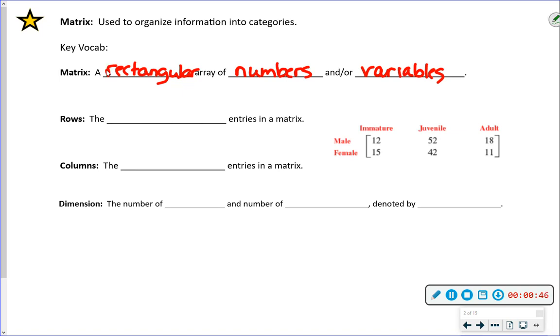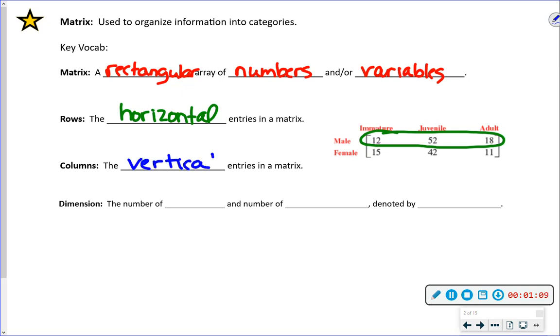Okay, rows, more vocab. Rows are horizontal; rows go across. So for instance, in this matrix here, this would be row 1. Rows go across. So the top one is row 1, the bottom is row 2. Columns. What is happening? Columns are the same thing. Oh boy. It's like we're twins or something. Yeah. Columns go up and down.